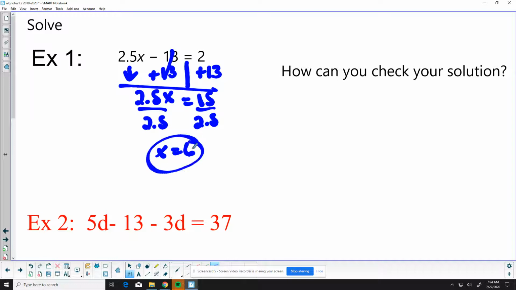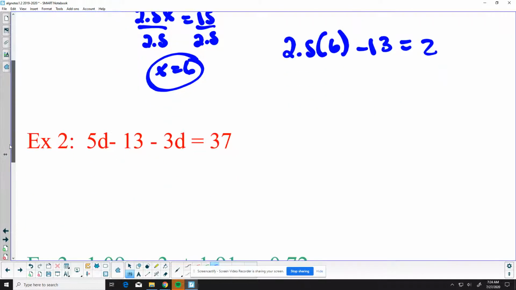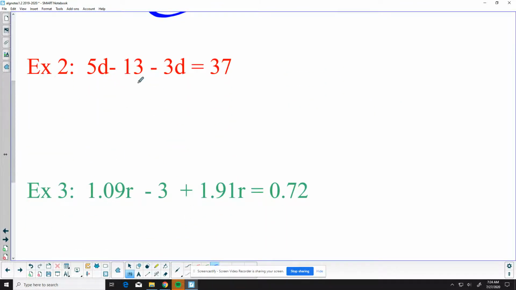And remember that I can take the 6 and plug it back in for x, and it should make a correct statement, like those questions on the front. It should equal 2. So 2.5 times 6 minus 13 gives me 2, which is the correct answer. So number 2 is a little longer.